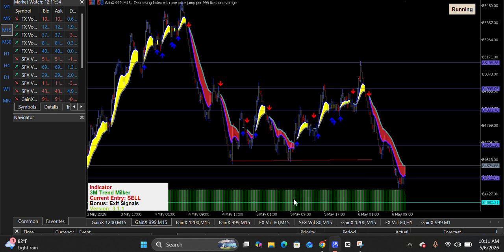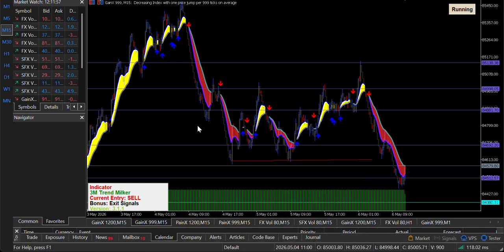So back to the chart. This is GainX 999. I'm on 15-minute time frame, and this particular asset happened to go on downtrend right from here, from this resistance zone. This is where it switched into a downtrend, and of course, we got a sell signal from there.